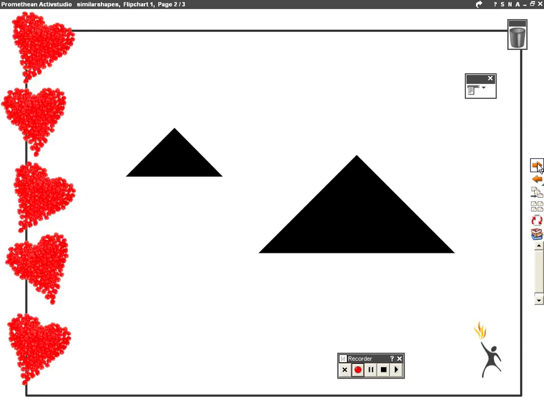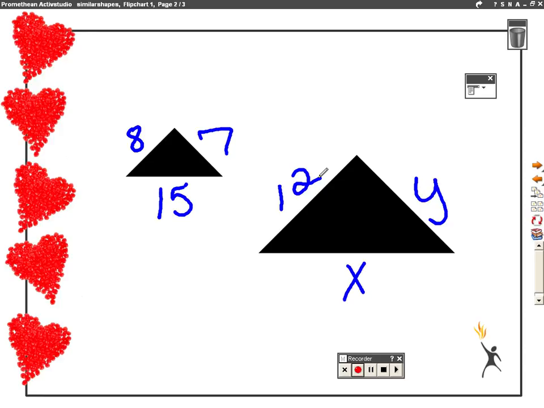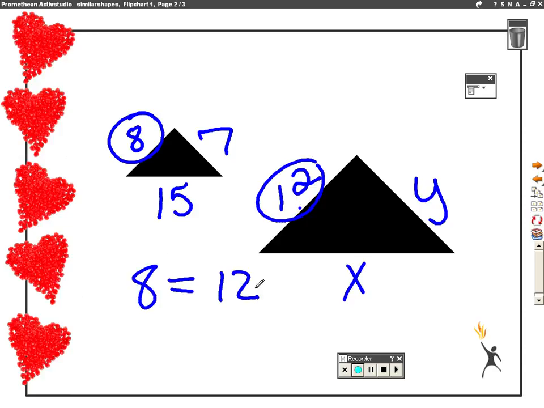So here I have a triangle. And let's say this side was 8, and this side was 7, and this side was 15. And I'm going to say this is x, this is y, and I'm going to say that this one is 12. Okay? So what I need to do is set up my proportion, and I look for ones that have good numbers. So 8 is to 12. That's where I'm going to start. And I have 15 and I have x. I'm going to start looking for x first.